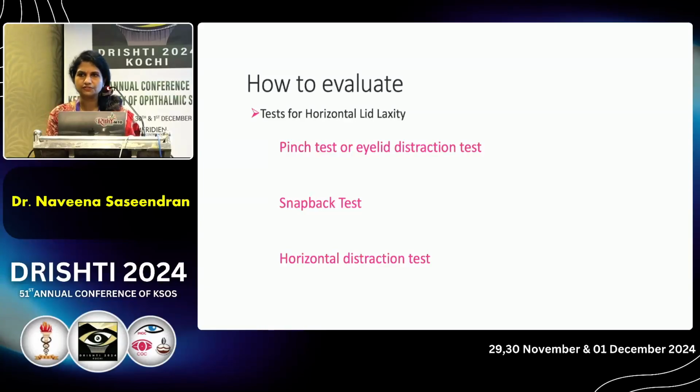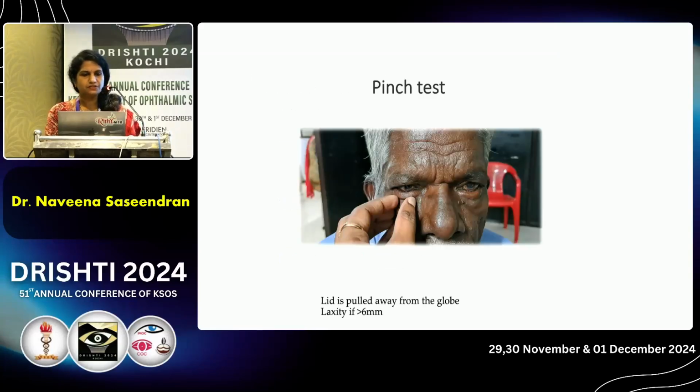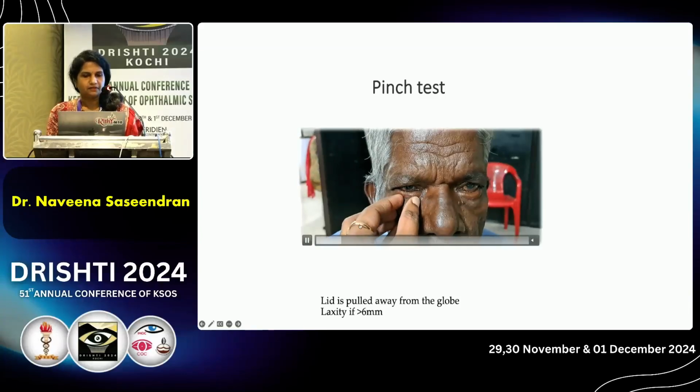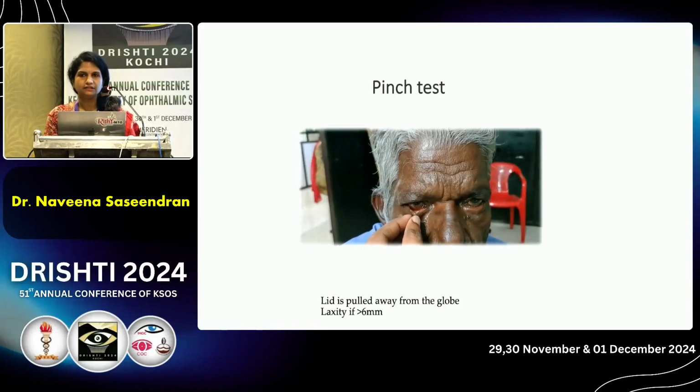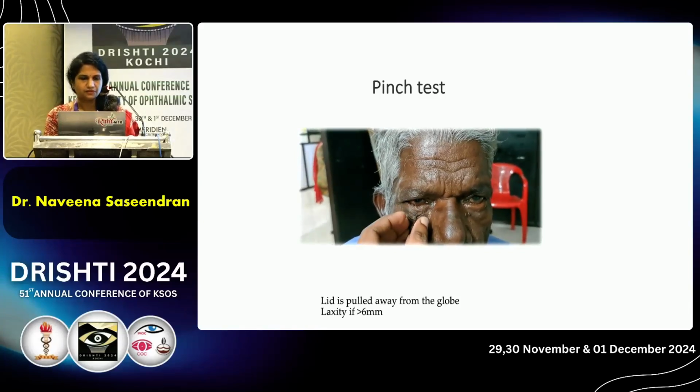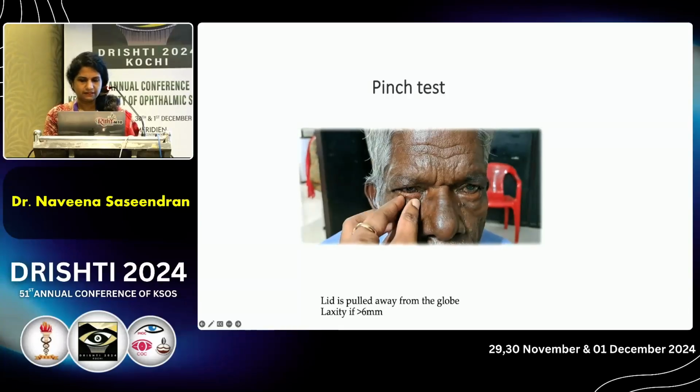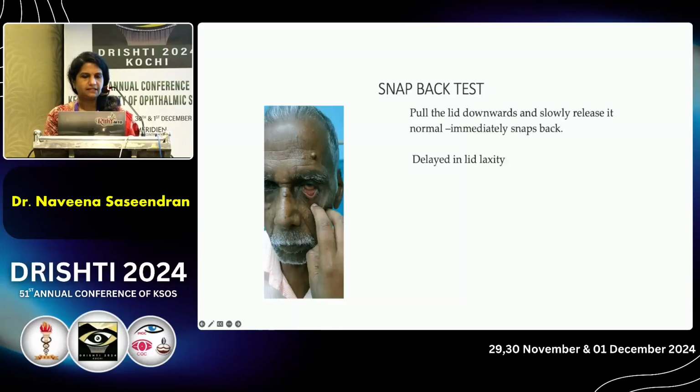We have tests for horizontal laxity such as pinch test, snapback test and horizontal distraction test. So here in pinch test, we are pulling the lid away from the globe and we are assessing how far we can pull the lid away from the globe. So if it is lax, we can pull it more, and if it is more than 6 millimeter, it is considered as horizontal lid laxity. Then snapback test. Here we are pulling the lid downwards and slowly releasing it. So in normal cases it will immediately snap back, but delayed in case of horizontal lid laxity.